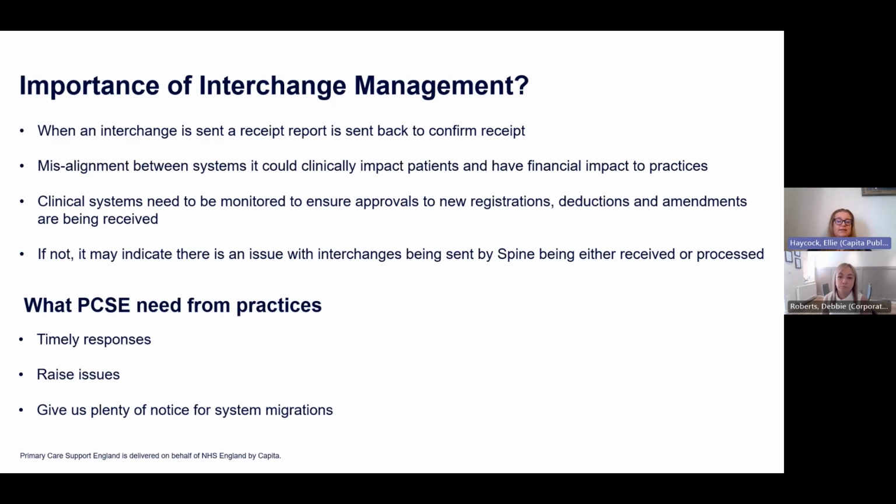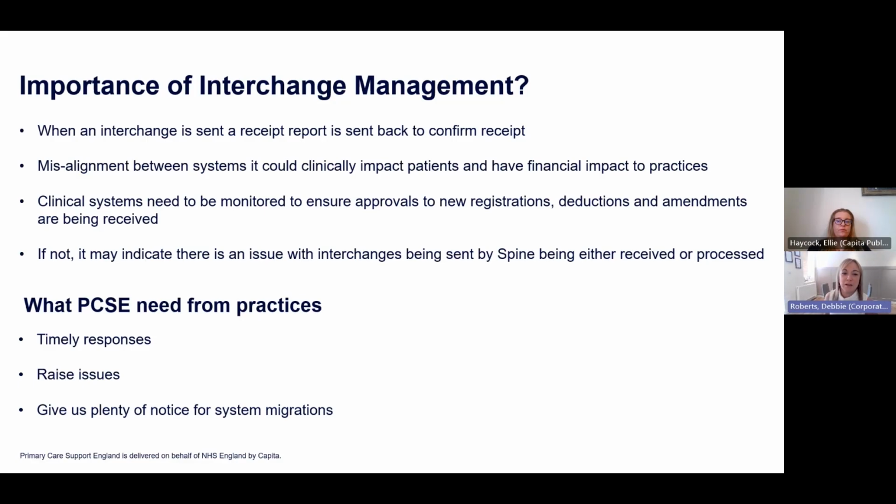Practices should actively monitor their clinical systems to ensure that approvals to new registrations, deductions and amendments are being received. If not, this may indicate there is an issue with the interchanges and we need to be notified to help correct it.